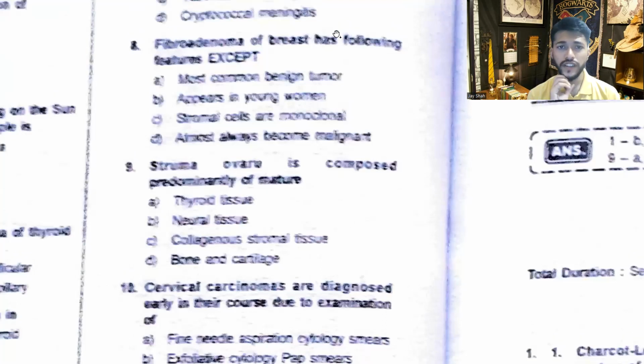Fibroadenoma of breast has the following features except most common benign tumor. True. Young women, yes. Stromal cells are monoclonal. That's true because I've told you it is fibrous plus adenomatous component. Almost always becomes malignant. Absolutely wrong. It has almost nil malignant potential. Right.